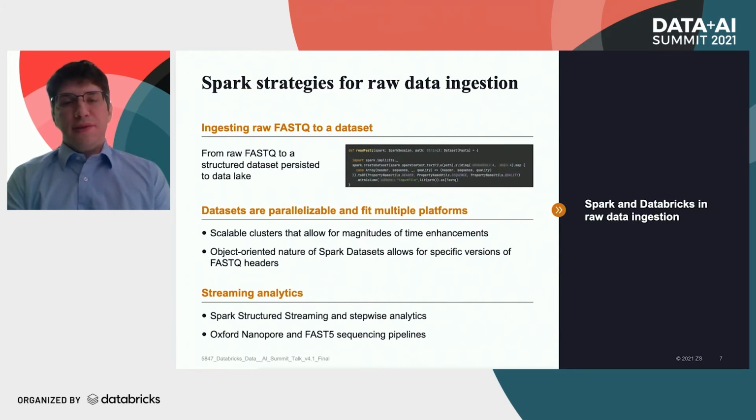As we mentioned in the previous slide, the strategies for ingesting raw data. First, we need to get those FASTQ files into some sort of a data set. We're a big proponent of the Databricks Delta Lake implementation, in Azure or AWS, where S3 persistence is used in AWS, and Azure Data Lake Storage Gen 2 is used on the Microsoft Azure platform.